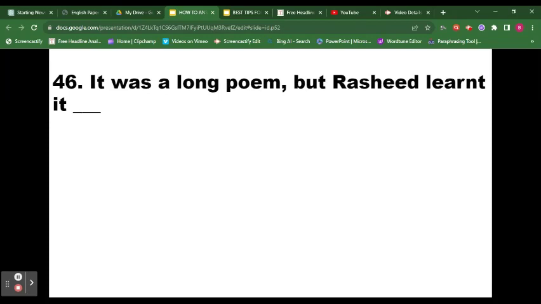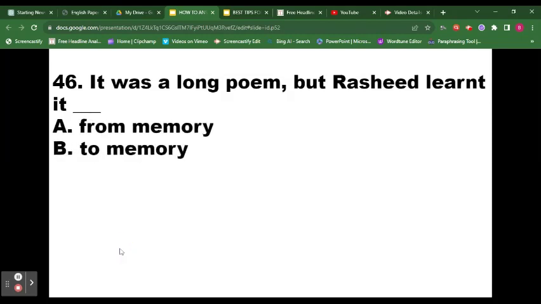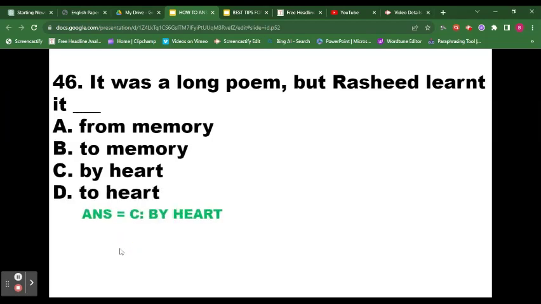46. It was a long poem, but Rashid learnt it dash. A, from memory. A, to memory. B, by heart. C, to heart. Of course, the correct option is C, by heart. When you learn something by heart, of course, you commit it to memory. Okay.